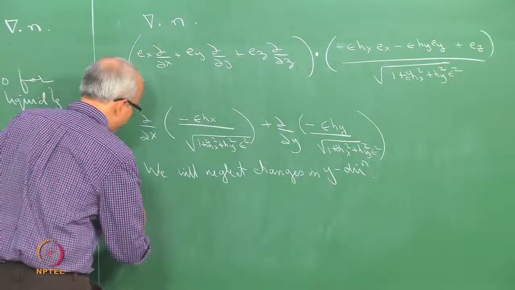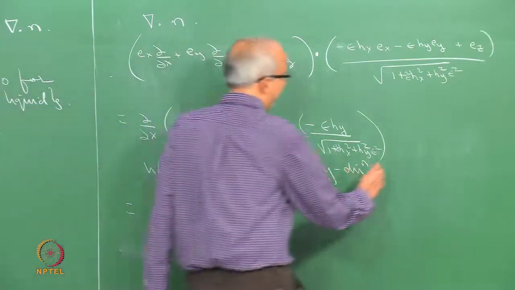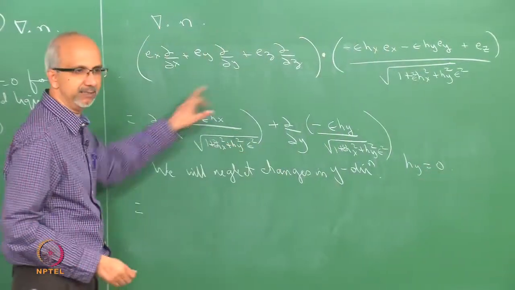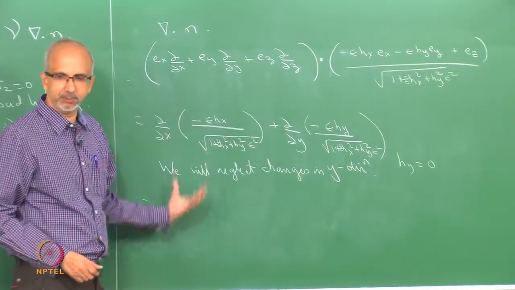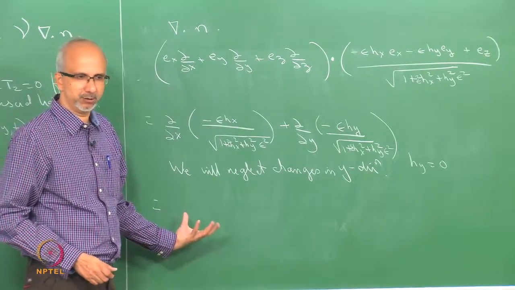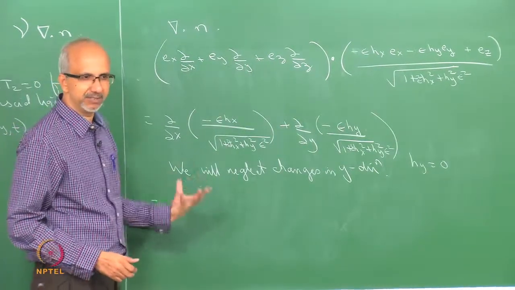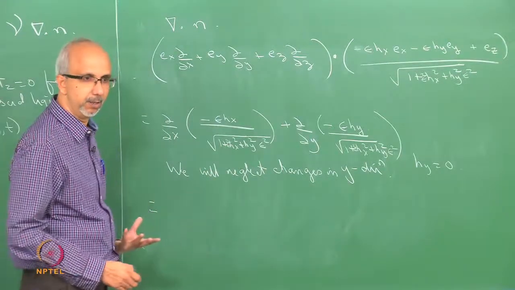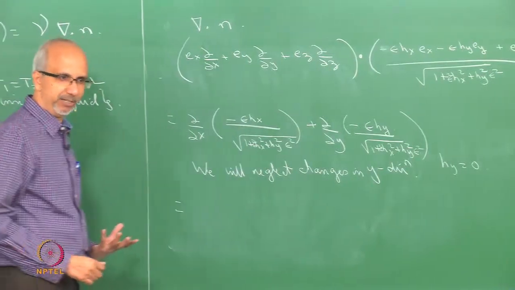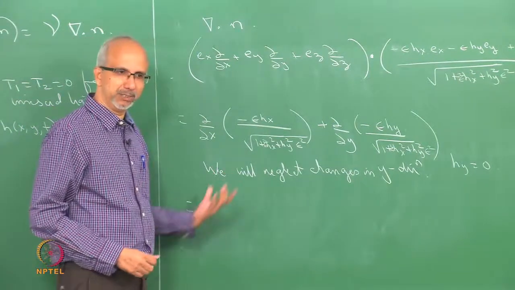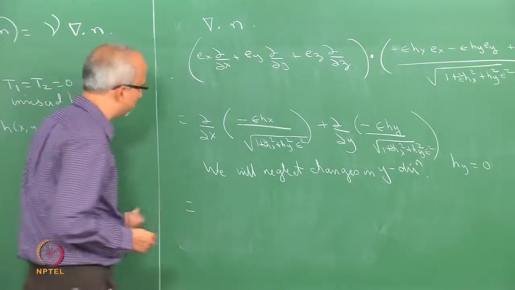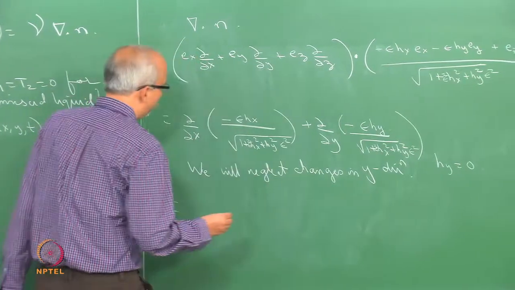So change in the y direction means I'm going to put h_y equal to 0, and if I put h_y equal to 0, I just want to show that this reduces to a simplified form at order epsilon. That's the whole idea. I'm interested in what this term is at order epsilon. We already did this, but I need to do this for the sake of other people who may not have done the assignment. So I will just do this once and then we'll stop. I won't bore you too much.